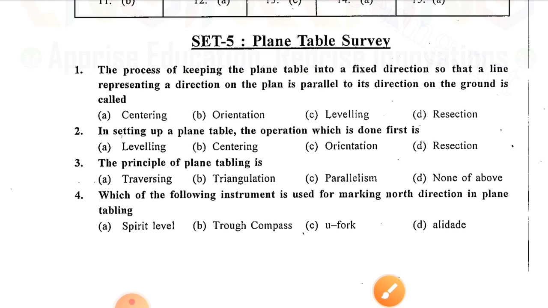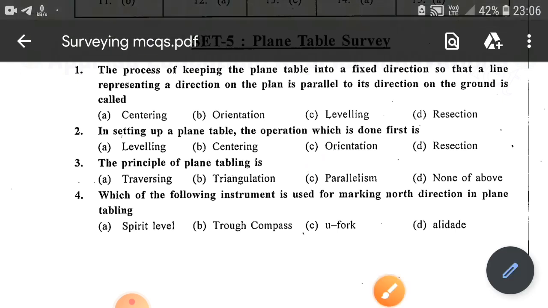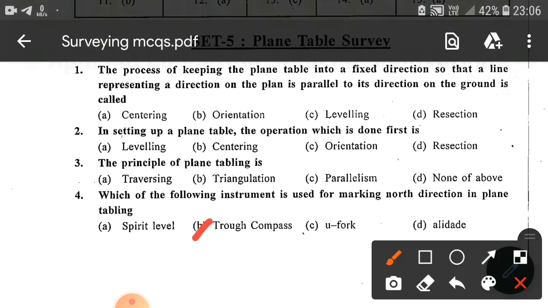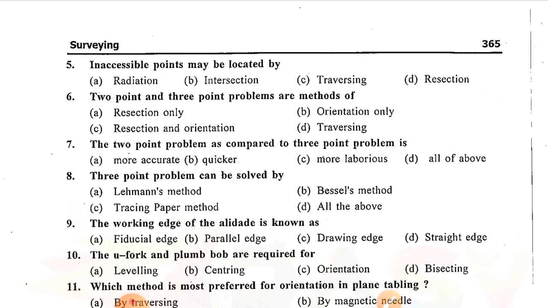Question number 3, the principle of plane tabling is. Option C is correct, parallelism. Question number 4, which of the following instruments is used for marking north direction in plane tabling? Option B is correct, trough compass. Question number 5, inaccessible points may be located by. Option B is correct, intersection.